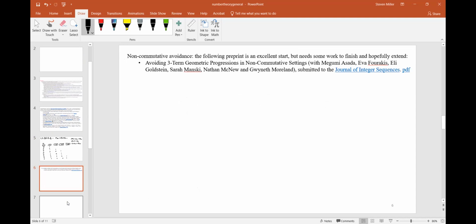Another possible project is on noncommutative avoidance. And so this is basically constructing sequences that miss certain sequences. So for example, let's say I want to construct a sequence that doesn't have any 3 terms in geometric progression. So geometric progression would be 1, r, r squared. Or more generally, a, ar, a times r squared. And if they're all integers, what's interesting is that r does not have to be an integer. So I could start off with 4.